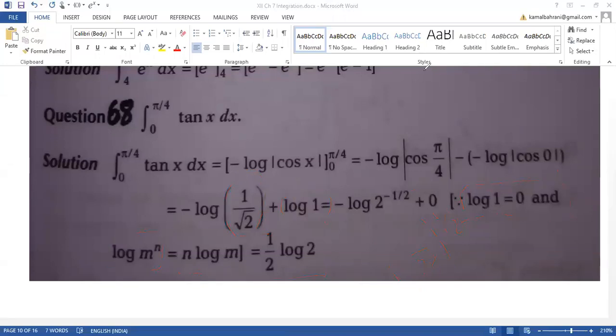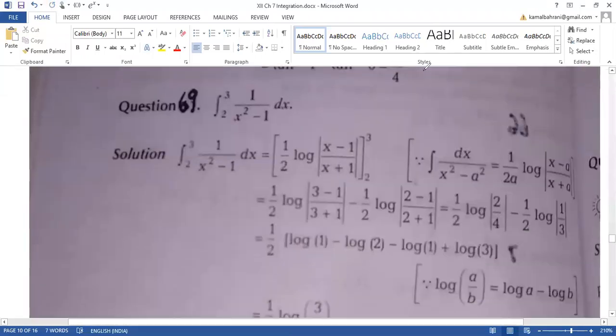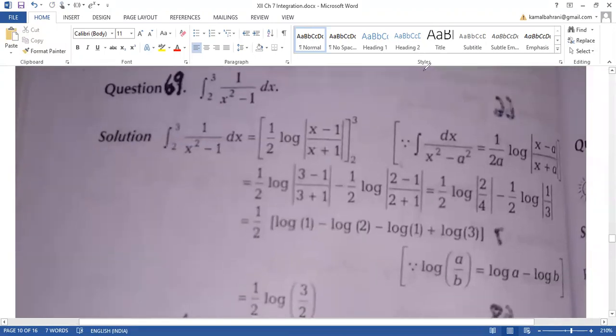Then next, just see this question. Question number 69. Same thing we have to do. The integration part we have done already, so we don't have to do the integration part again.